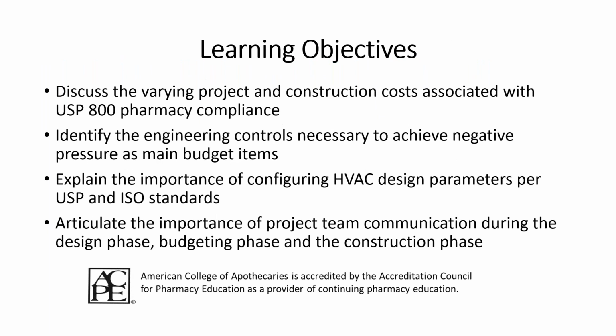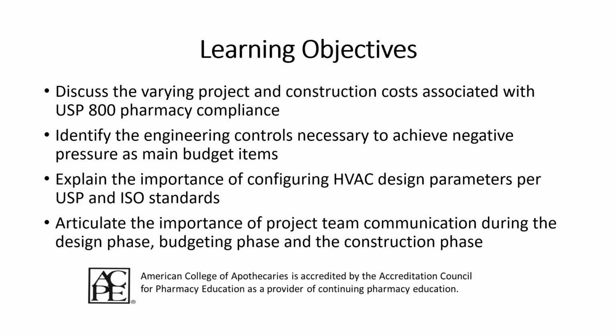Now, let's talk briefly about the learning objectives. We're going to discuss the varying project and construction costs associated with this. Now, my friends at the ACHC like to call me Bad News Bryan because I'm the one who's going to tell you how much this is going to cost. There are unintended consequences of USP 800, and a lot of that's going to have to do with your pocketbook and the costs involved in that. So we're going to discuss that.